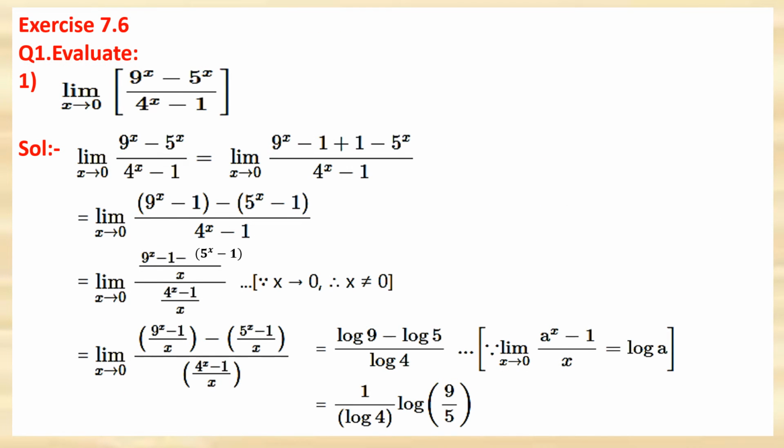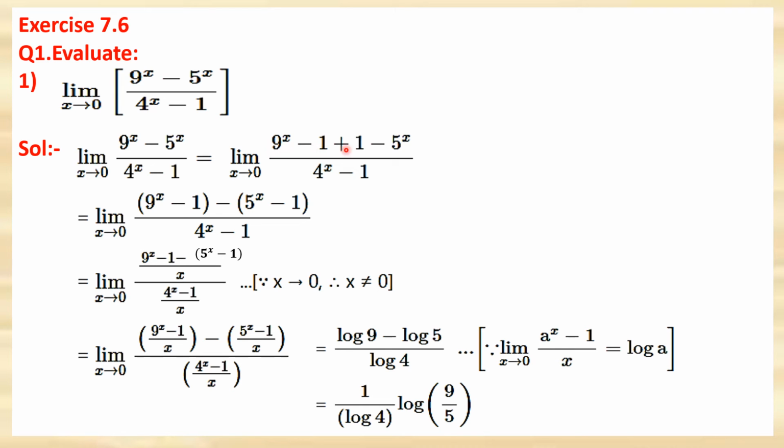Now we are solving the sums of exercise 7.6. Question number 1, first one. Evaluate the limit x tends to 0, (9 raised to x minus 5 raised to x) upon (4 raised to x minus 1). Here we will make the adjustment. Minus 1 plus 1 is taken extra in the numerator. That is, we need to apply the result. So the function will be of the form (a raised to x minus 1) upon x.